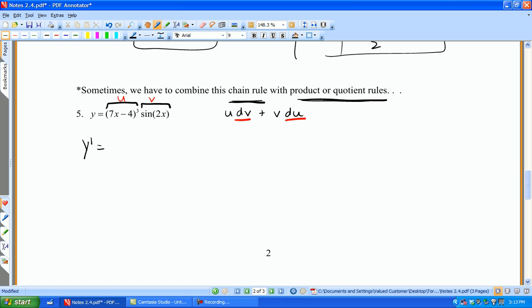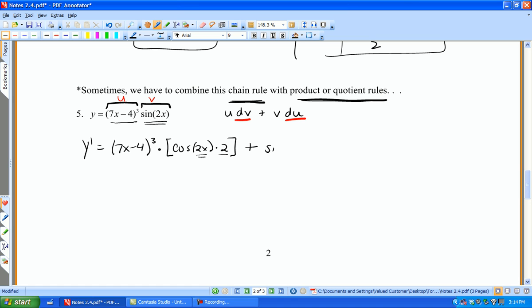Y prime will equal. U means I keep the first part the same, (7x minus 4) to the third, times dv means I take the derivative of the second part. But the second part is a composition of functions, so the derivative of sine 2x is cosine 2x times 2. That's the chain rule that I just applied. I times it by 2 because that's the derivative of the 2x.